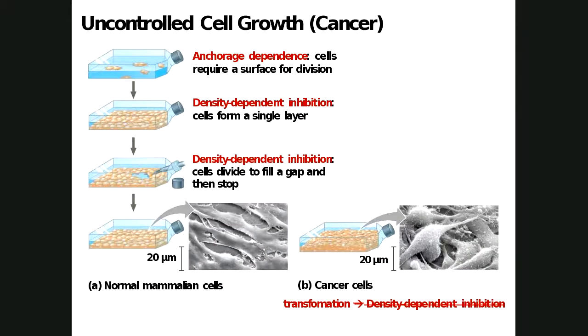What happens when cells don't listen to these growth factors? What happens when we have something called uncontrolled cell growth? Well, we know another name for that. That's cancer. You see, cells have a couple of characteristics. One of them is what we call anchorage dependence. Cells require a surface for division. They have to be on something to grow, some sort of a substrate.